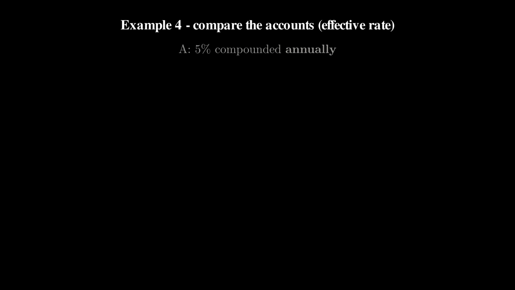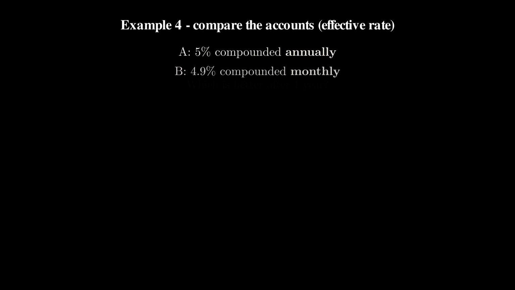Example 4 is the one that separates the A students. Account A pays 5% compounded annually. Account B pays 4.9%, a lower rate, but compounded monthly. Which account is actually better after 1 year? You can't just compare 5 against 4.9. You have to compare what each really grows by. So compute the effective annual growth of each.